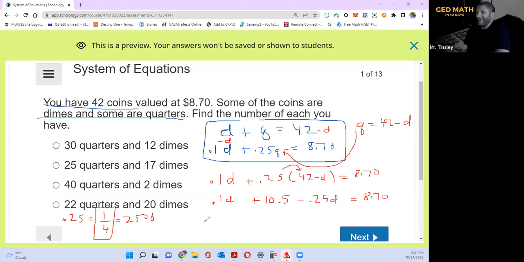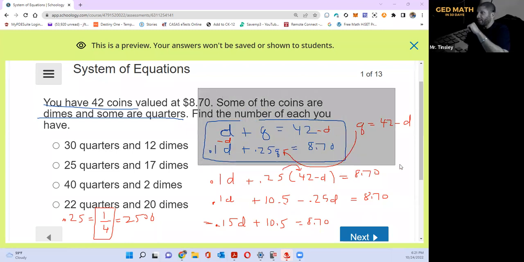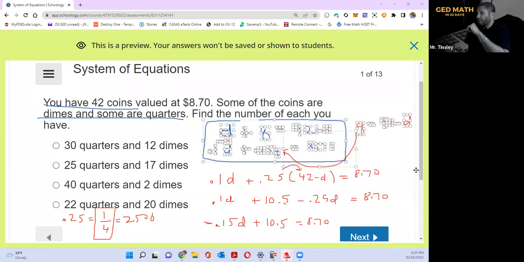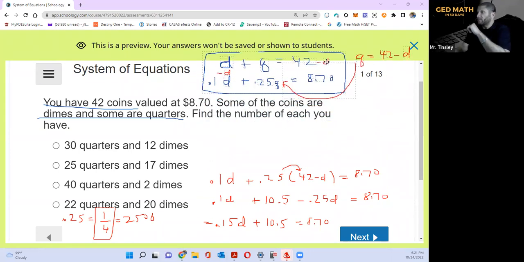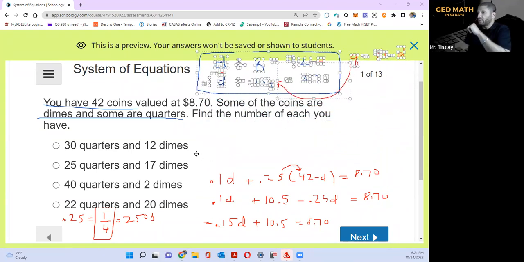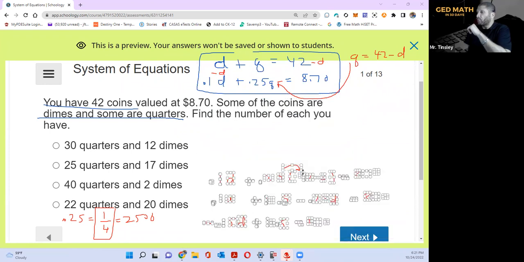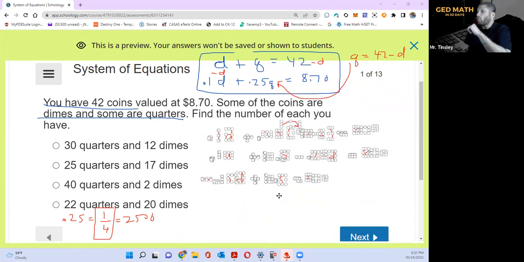So we're going to have negative 0.15D plus 10.5 equals 8.70. Look, listen, this is a problem here. Look how long it's taken us already. I need you to understand. I need to move this up out the way. Look how long this problem is taking already.